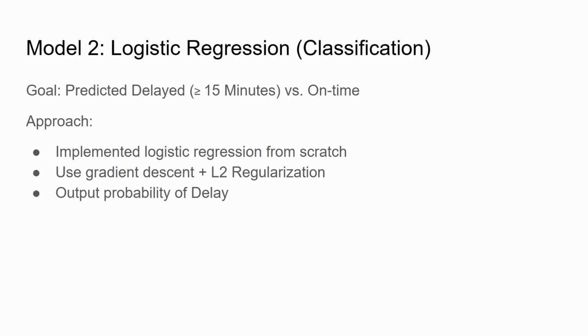So for Model 2, which was logistic regression for classification, we would predict whether a flight is delayed or not based on 15 minutes. If it was over, then it was delayed. If it was not, it was on time. We used gradient descent plus L2 regularization, and then we output the sigmoid function probability score for the delay.